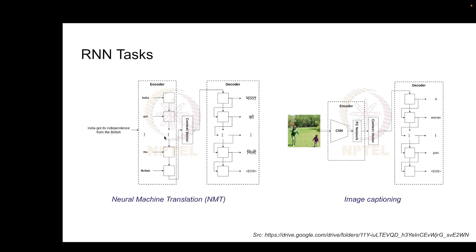The problem is what we discussed last time: RNNs have a huge problem of vanishing gradients. When you are at the word British, because of the vanishing gradient problem, the RNN already forgets the initial words of the sentence by the time it is here. Since only this part is connected to the context vector, the context vector is only connected to the last hidden state.